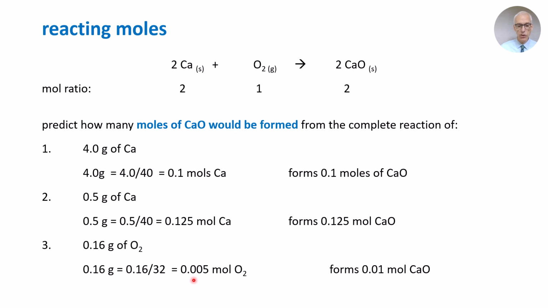0.005 moles of oxygen. Well, how many moles of calcium oxide would that form? Well, it's a ratio of 1 to 2. So that would form twice as many, 0.01. 0.005 times 2 is 0.01 moles of calcium oxide.